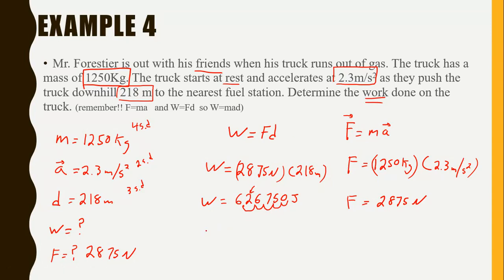Okay, so my answer has to be to two significant digits. In this case, what I'm going to do is move my decimal place 1, 2, 3, 4, 5 places to the left. I want to keep two significant digits, so I'm going to round my 2 to 3, and I'm going to write this as 6.3 times 10 to the 5th joules. All right, so there's a little bit of extra work that has to be done here, so this would not be out of 3, this would actually be out of 4.